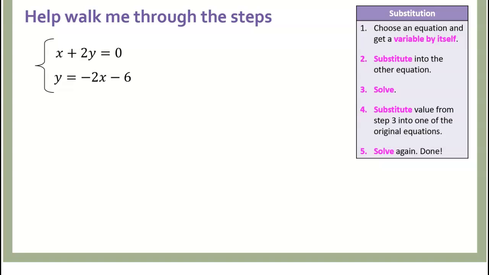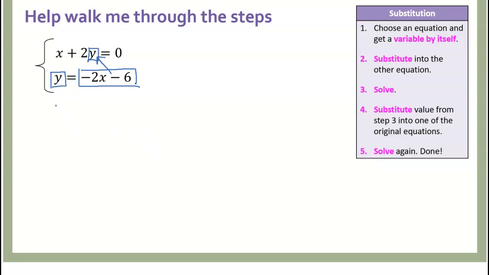All right. Get a variable by itself. Well, do you see a variable by itself over here already? How about this one? This y is the same as this y, which is the same as everything on this other side of the equal sign. All those things in the box are the same. So we're going to take this box and put it in place of this y.